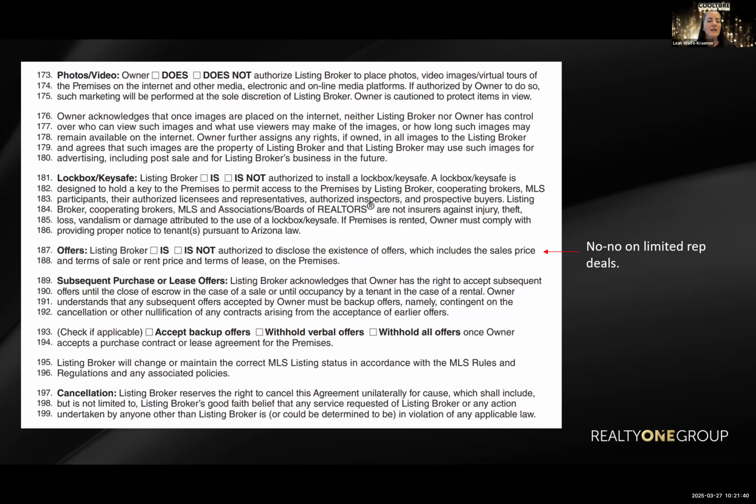Owner acknowledges that once images are placed on the internet, neither listing broker nor owner has control over who can view such images and what users may make of the images or how long such images may remain available on the internet. So we have had a few in the past that were very upset their home had sold. In some cases, it was the buyer that said, well, you can kind of figure out my floor plan.